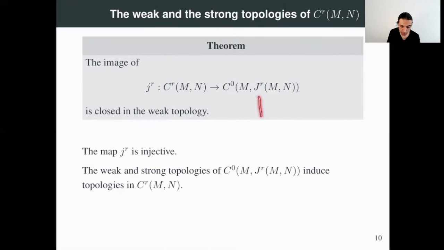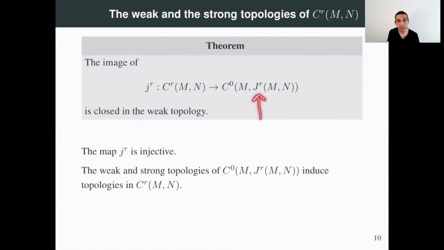So if we consider here the weak topology in this space of continuous maps, and we transport it to the space of C^r maps between M and N by using this map over here, which is a bijection, we are going to obtain here the weak topology. And if we do the analogous construction with the strong topology for this space of continuous maps, we get here the strong topology for the space of C^r maps.